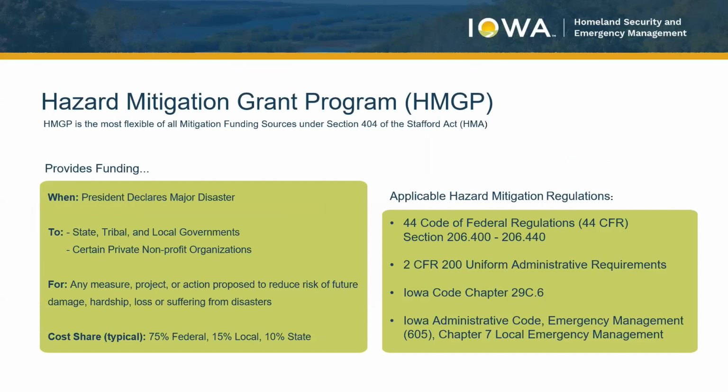It provides funding when a presidential disaster declaration is declared to states, tribes, local governments, and certain nonprofit organizations, for any measure to protect or an action proposed to reduce risk of future damage, hardships, loss, and suffering. And the cost share is generally 75% federal, 15% local, and 10% state.